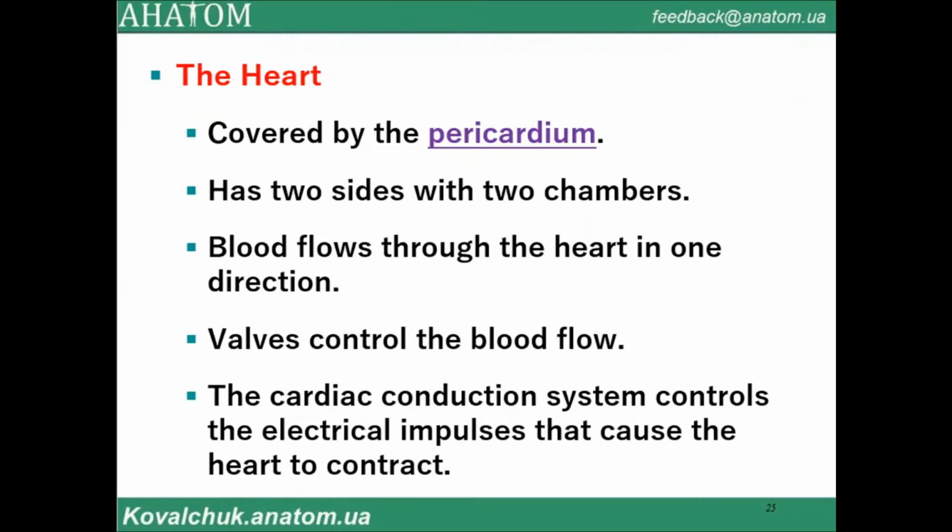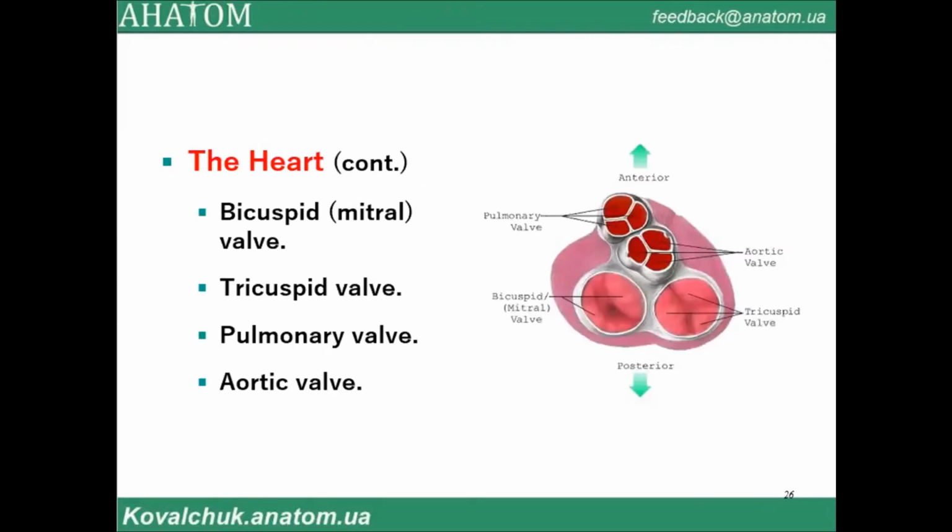Blood flows through the heart in one direction and valves control the blood flow. The cardiac conduction system controls the electrical impulses that cause the heart to contract. The heart in a section, yes. It's the bicuspid or mitral valve, two cusps, yes. Tricuspid with three cusps, and the pulmonary valve and aortic valve.